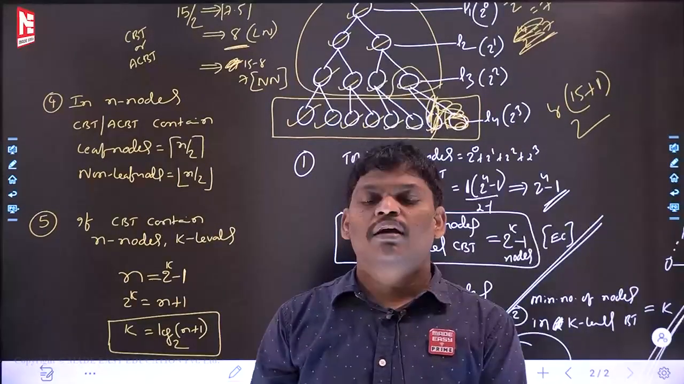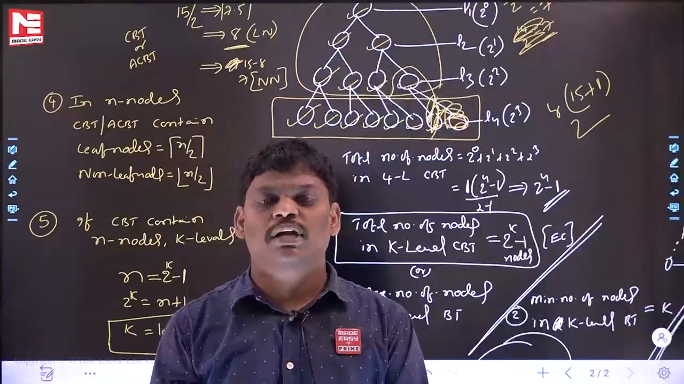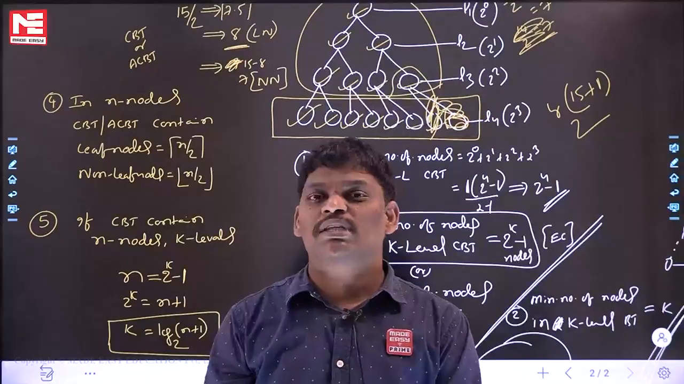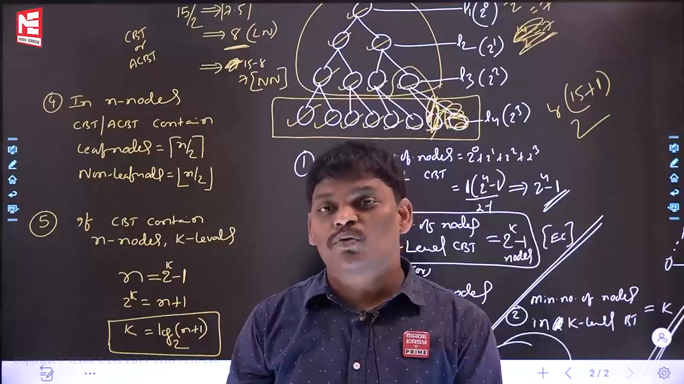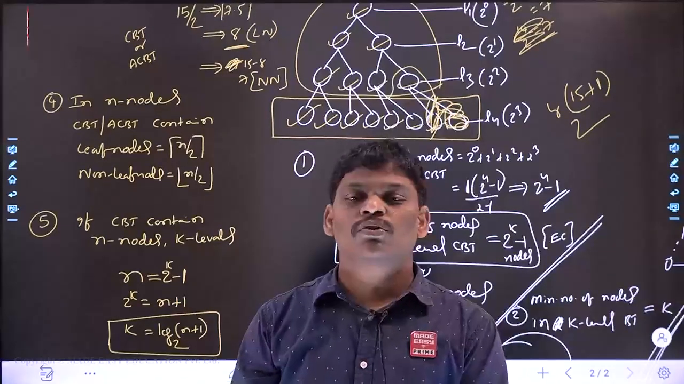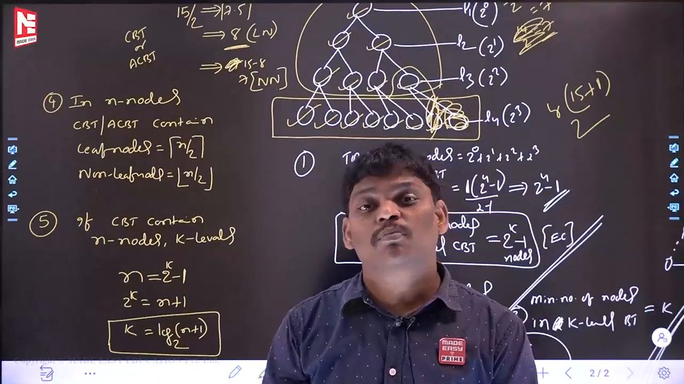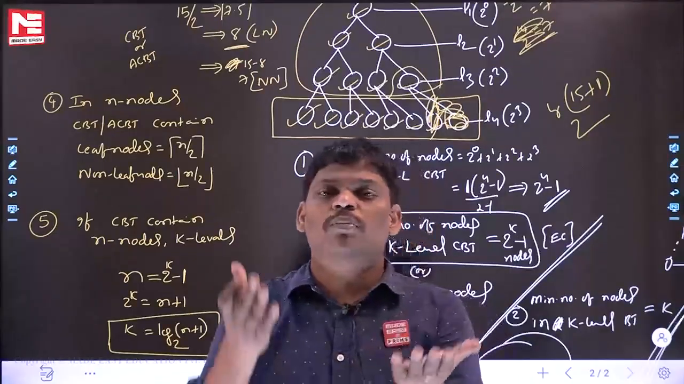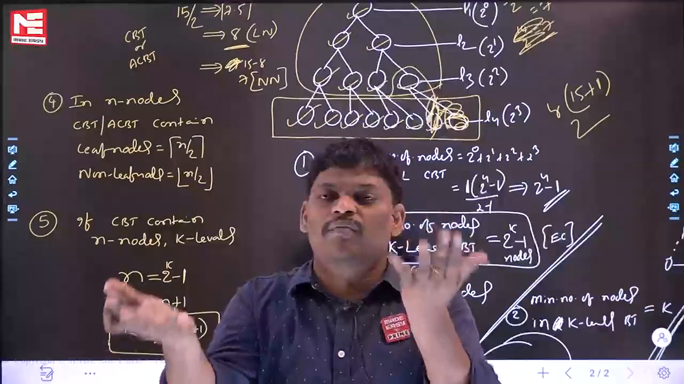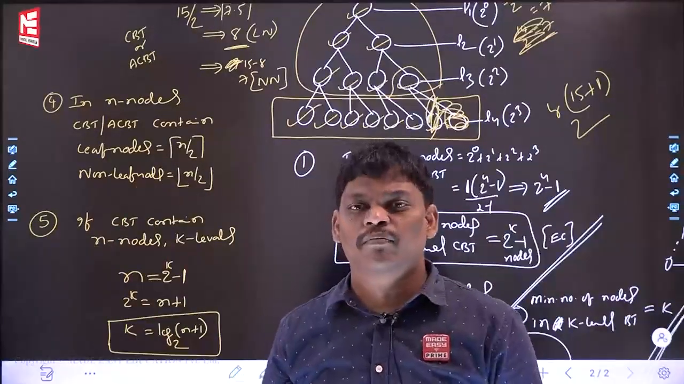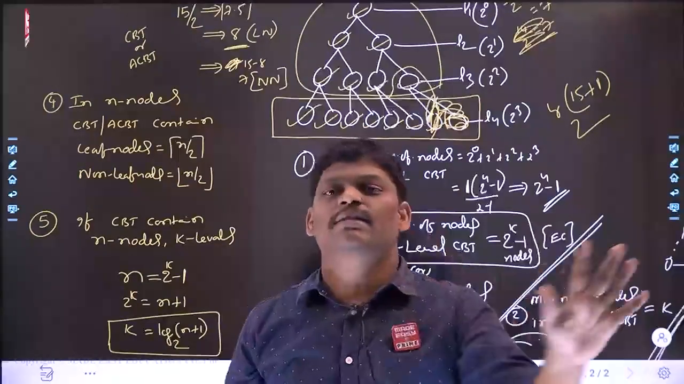Some people are asking, complete binary tree with n nodes, I am repeating once again, total levels are log n plus 1 base 2. Why did it come? You know, complete means what? Left half, right half, a balanced tree will come. Complete binary tree is a balanced tree.